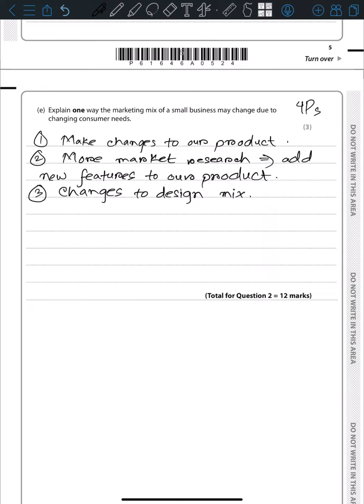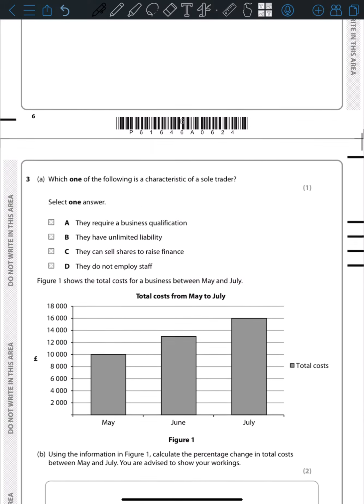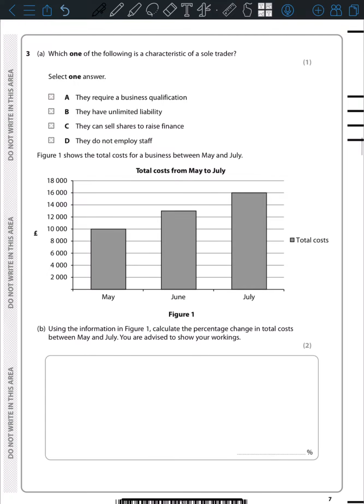All right, there you go, your 3 points just like before. So we are moving on to question 3. Same drill all over again. We have one MCQ over here. So which one of the following is a characteristic of a sole trader? So sole trader is I'm doing my business all alone. It has its advantages. I'm not dependent, but it also has its disadvantages.